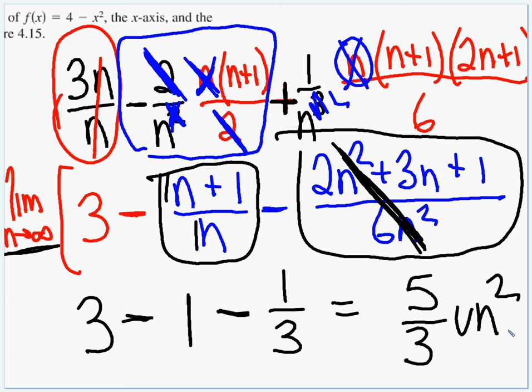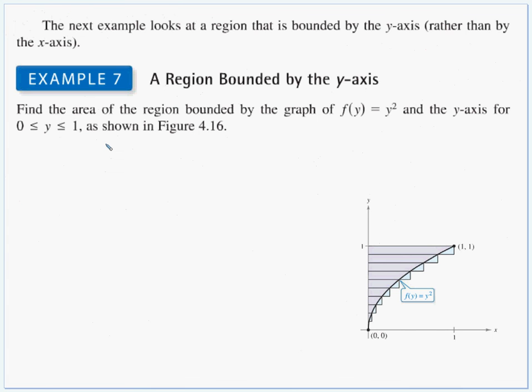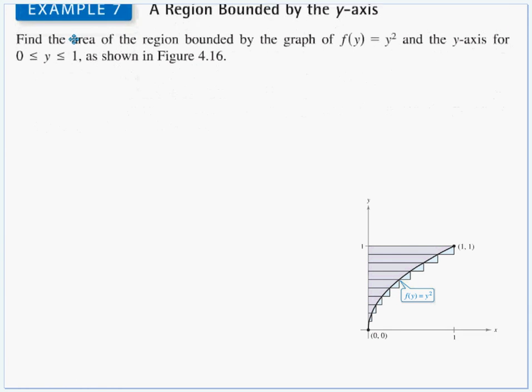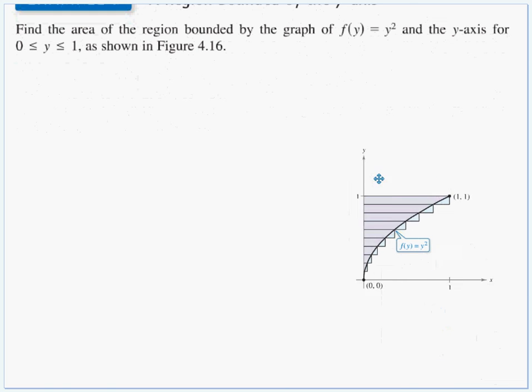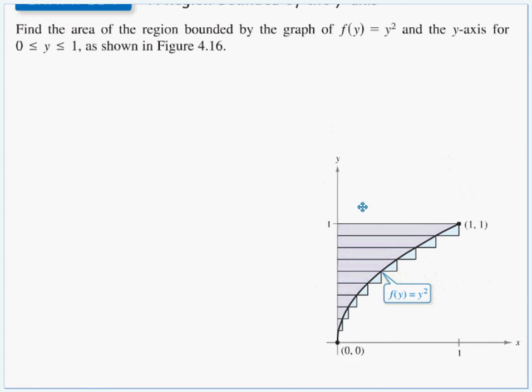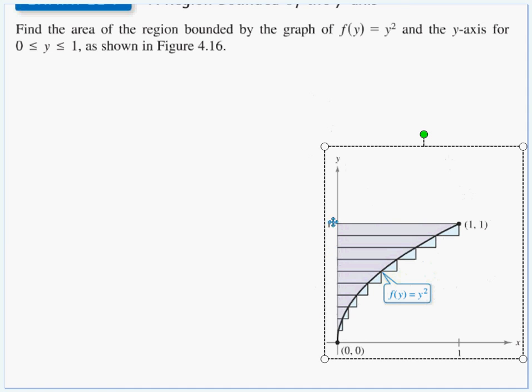Actually, we've got 2 more examples. Wow, this might be kind of a long video. Example number 7. What if our region is not bounded by the x-axis, but by the y-axis? So we can pull that off, no problem. We just got to tilt our heads 90 degrees. No, I'm just kidding. So here now, we're going from the y-axis 0 to 1. We're bounded by the curve, and our now rectangles are going to be perpendicular to the y-axis.